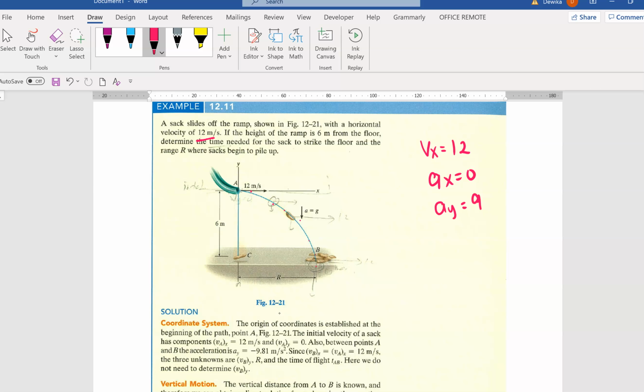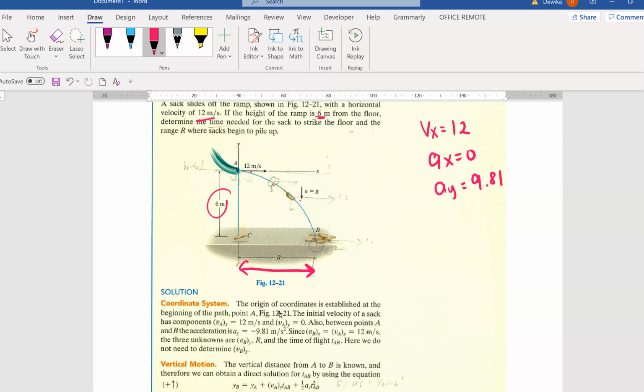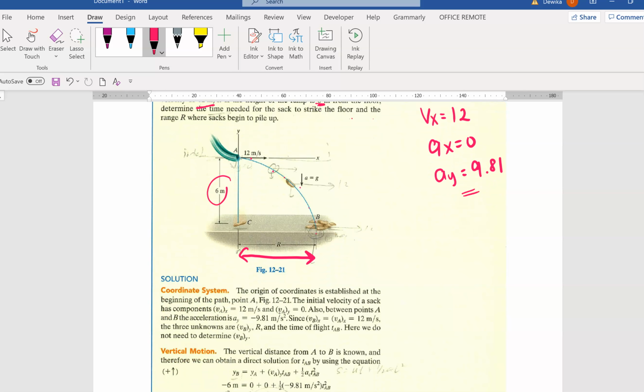9.81. If the height of the ramp is 6, it doesn't launch with 0, yeah? This is the initial height. Initial height is 6 from the floor. Determine the time needed for the sacks to strike the floor, and the range R, they want the horizontal distance. Yeah, horizontal distance of the thing. Okay, so this is what we have. These are the key points that we have.